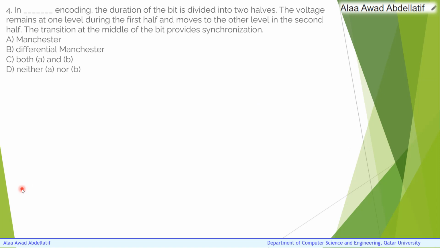In which encoding is the bit duration divided into two halves, where the voltage remains at one level during the first half and moves to another level in the second half, with the transition in the middle providing synchronization? Which of these techniques provides synchronization and makes an inversion in the middle of the bit? Yes, both of them. I uploaded the slides without answers so that those who attend can see the answers.